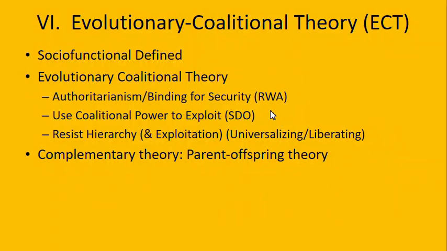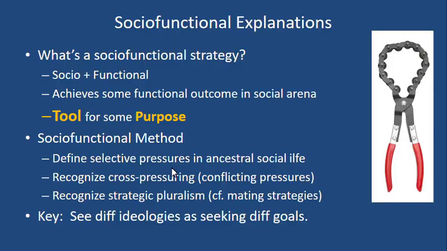Okay, so 6, evolutionary coalitional theory. I'm going to first talk about what it means for an approach to be socio-functional. And then we're going to talk about evolutionary coalitional theory and talk about the 3 ideological orientations that it posits. And then we'll talk a little bit about a complementary theory, parent-offspring theory.